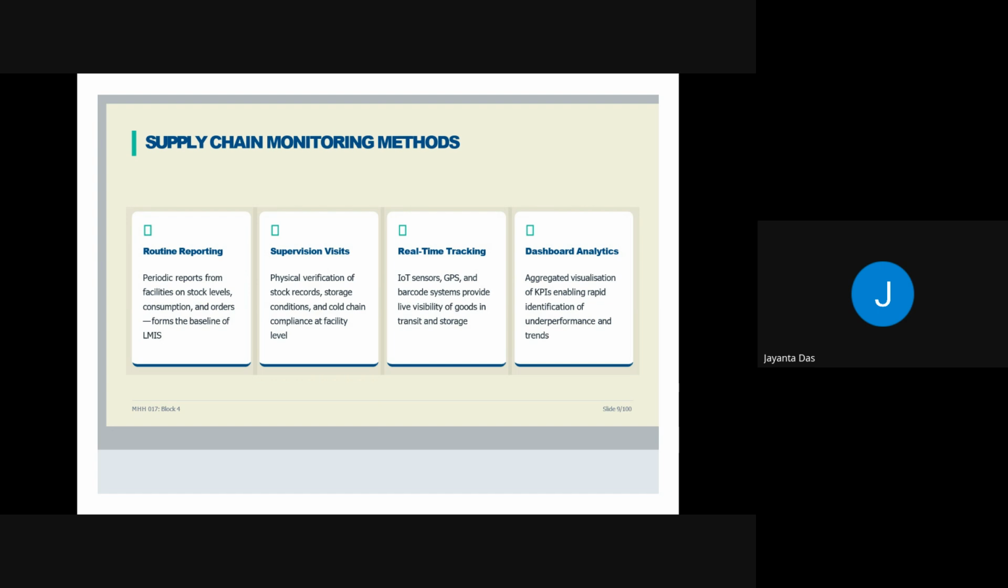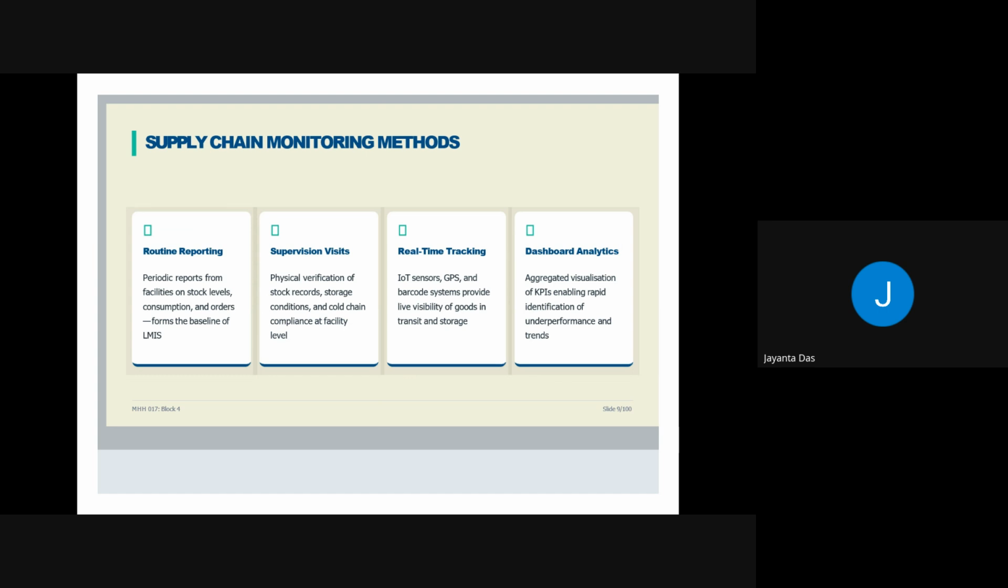So the monitoring methods are, first, routine reporting. This is a very basic kind of thing: periodic reports from facilities on stock level, consumption pattern, and the orders, which forms the baseline of the logistic management information system. And reporting is definitely very important. It is not only reporting, we are documenting and maintaining these records with us, so that in future, decisions can be made and information can be gathered out of this.